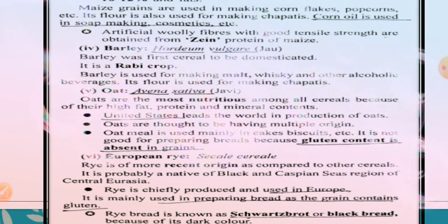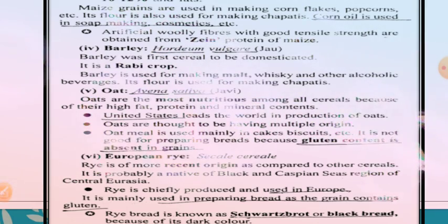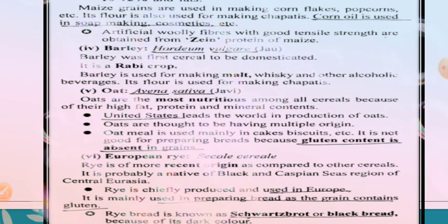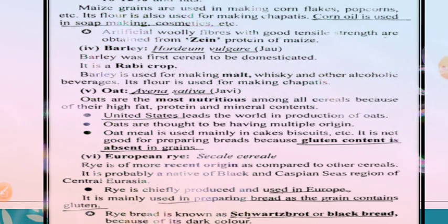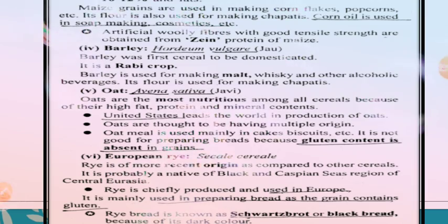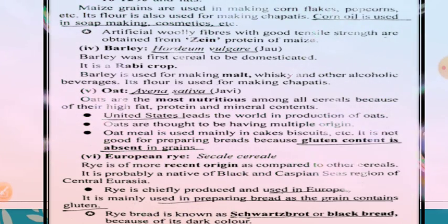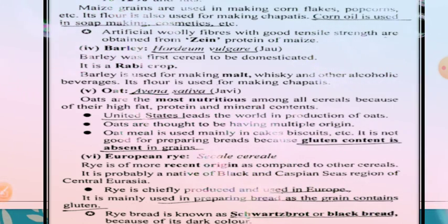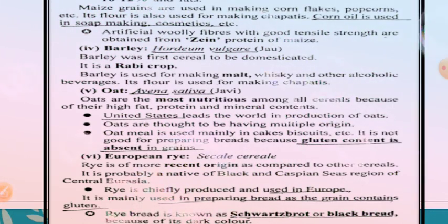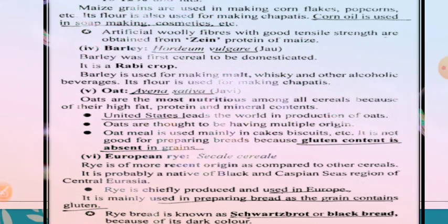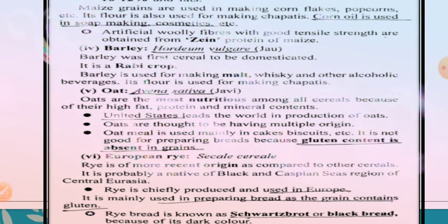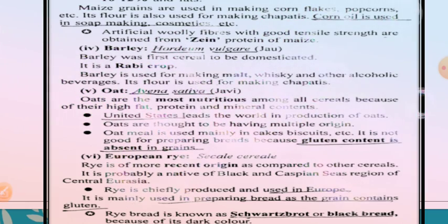Then comes oats, that is Avena sativa. Avena sativa, this is javi, and Avena sativa is used mainly for various experimental purposes. In the case of auxin synthesis or phytohormones, this is also used for experiments as Avena sativa. Oats are the most nutritious among all the cereals because of their high fat, protein, and mineral contents. The United States leads the world in the production of oats.